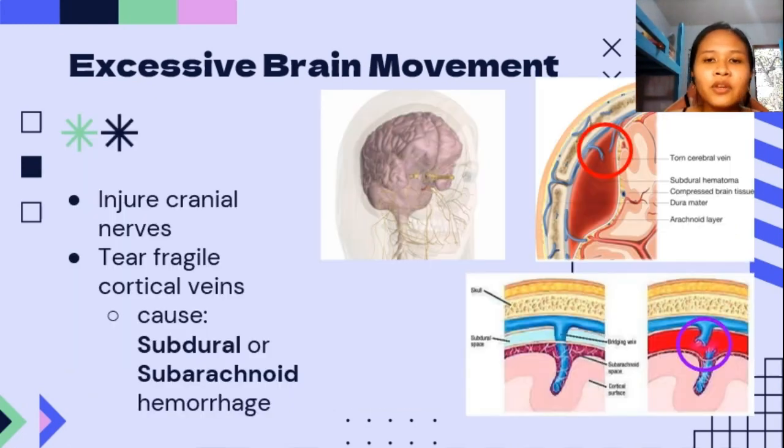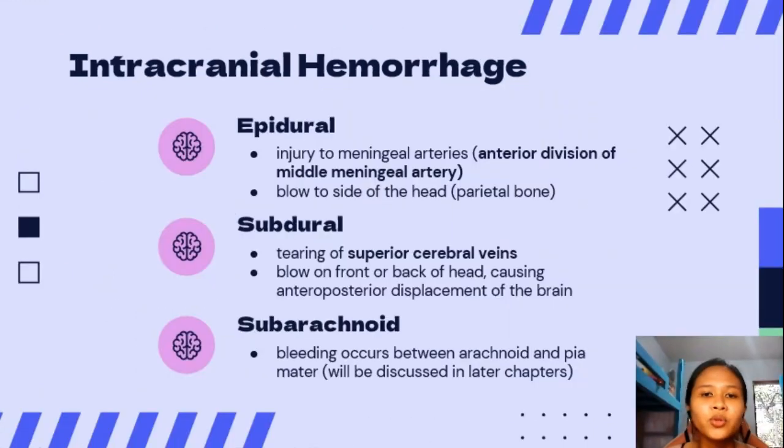You see, even though the brain has protective structures, if the movement is excessive, cranial nerves may be injured. The fragile cortical veins may also be torn and cause subdural or subarachnoid hemorrhage. The subdural and subarachnoid hemorrhages, along with epidural, are types of intracranial hemorrhage.